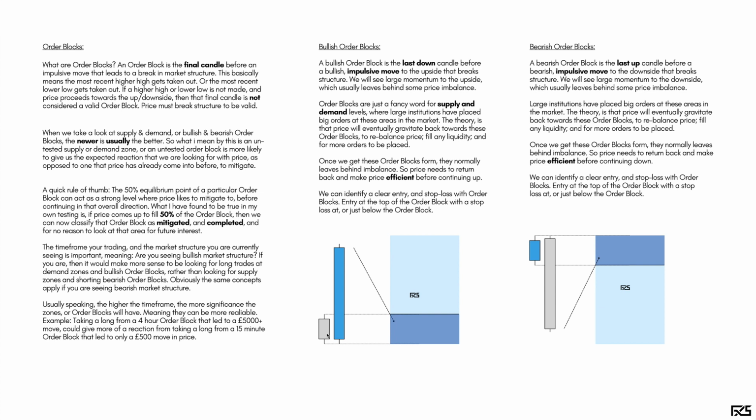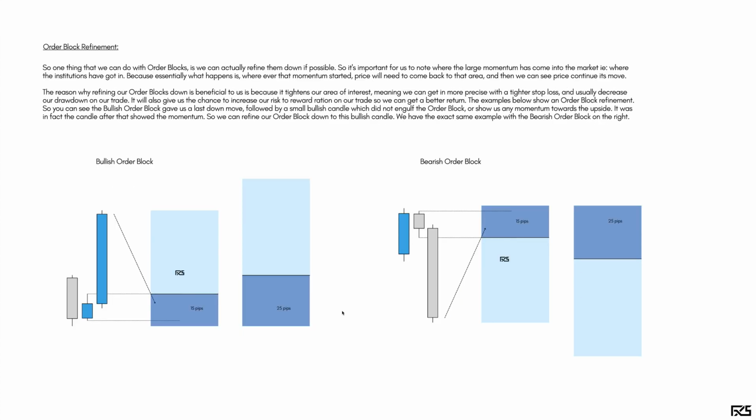So let's get into this now and show some examples. Order block refinement. So one thing we can do, as just discussed, is refine our order block down if possible. So it's important for us to note where the momentum has come into the market, i.e. where the institutions have got in. Because essentially what happens is, wherever the momentum started, price will need to come back to that area, and then we can see price continue its move from there.